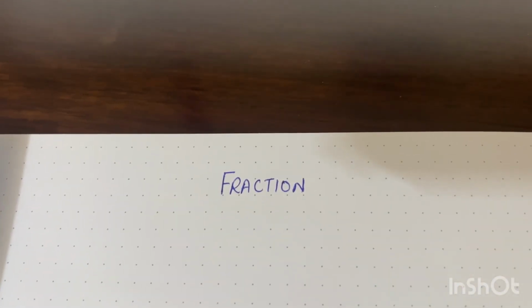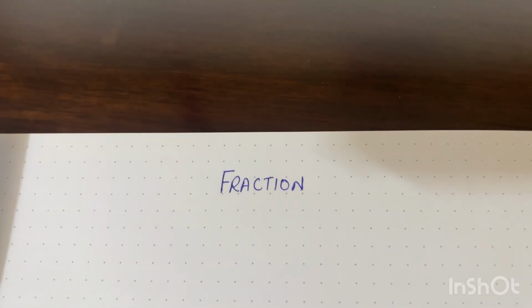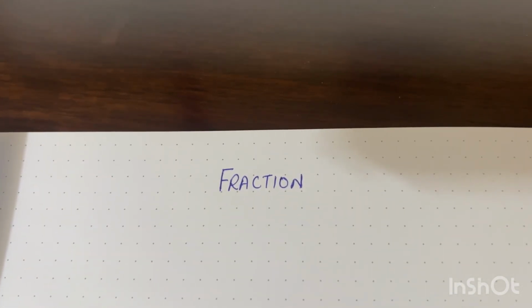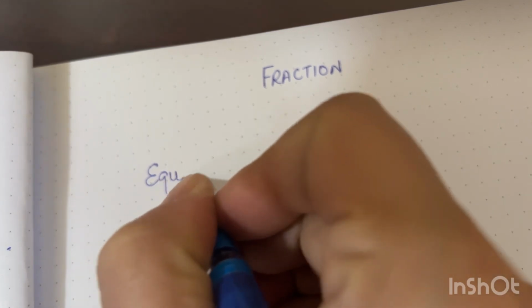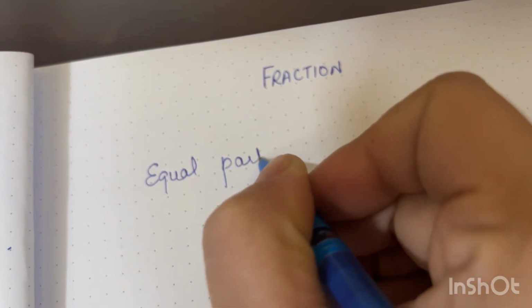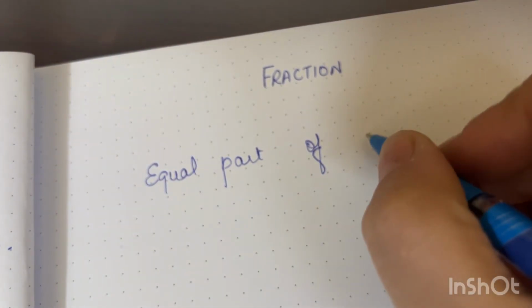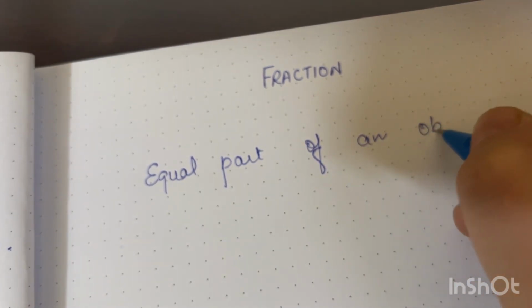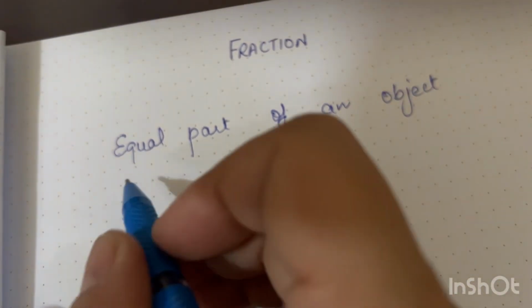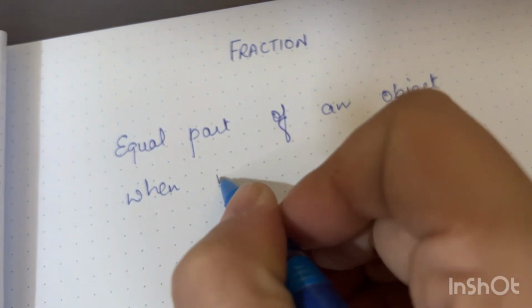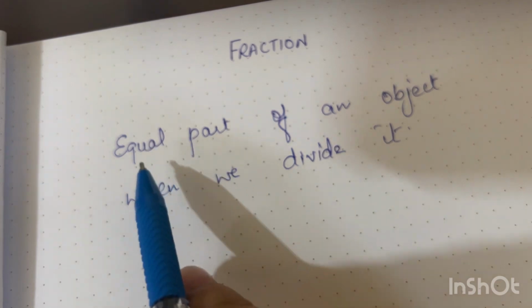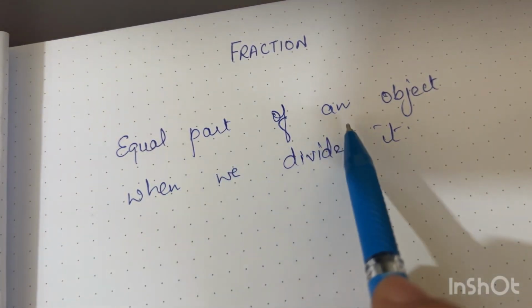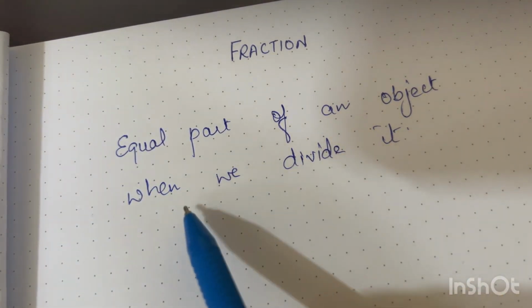Today's topic is fraction. So let us start. So in this video I will explain you what is a fraction. So a fraction is an equal part of any object when we divide it. So fraction is an equal part of any object when we divide it.